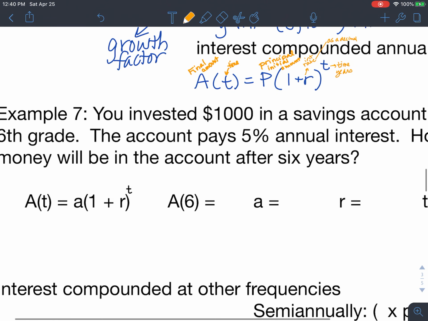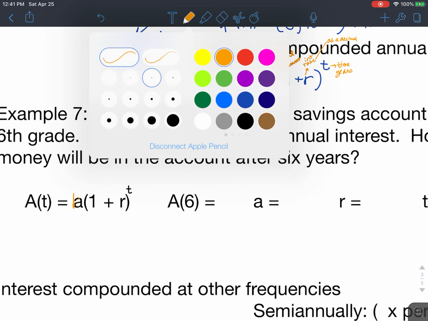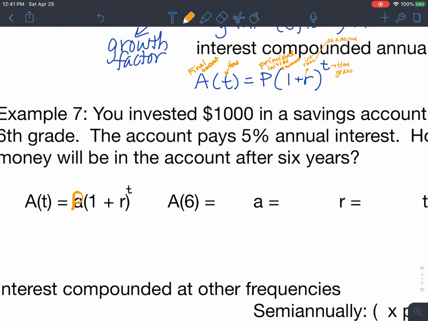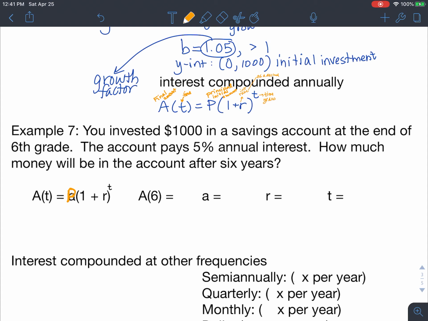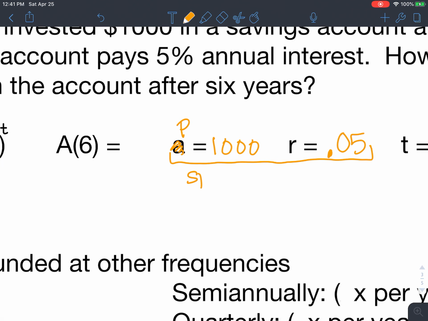Okay, so let's identify who's who here. First, we need our equation. Oh, I called it A here. Well, we'll just change it back to P. It doesn't really matter. The letters you choose are kind of arbitrary, but we'll make that a P for now. Okay. You invested $1,000. That's the initial amount. So that's the principal. The rate is 5%, but we need to make that a decimal. So that's going to be 0.05. Now, these are the numbers that are specific to our equation.